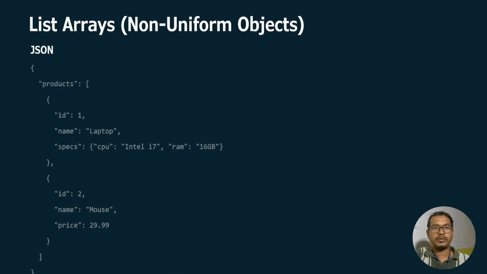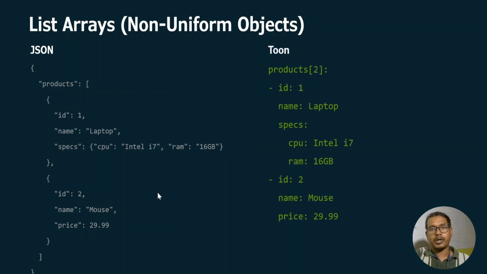How you write lists, arrays are enclosed with square brackets. Then you have two objects. One object contains ID, name, and spec keys, and another object contains ID, name, and price keys. So it is non-uniform. Your spec key contains another object, but that object is not there in your second object, right? So if you're writing non-uniform objects, how can you define them in TOON?